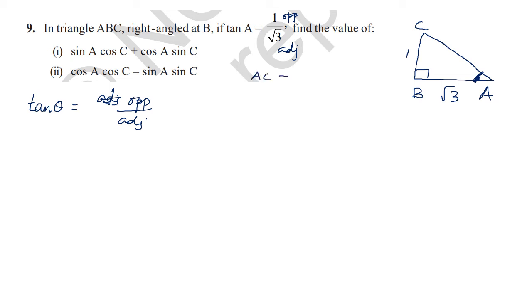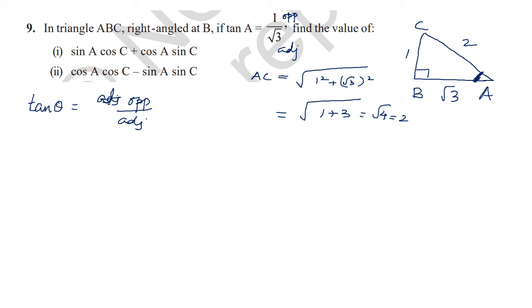AC is equal to square root of 1 square plus root 3 whole square. That is equal to root of 1 plus 3, which is root 4, equal to 2. Square root of 4 is equal to 2. So you are getting hypotenuse as 2, opposite side as 1 and adjacent side as root 3 here. Now can you apply all these things here?